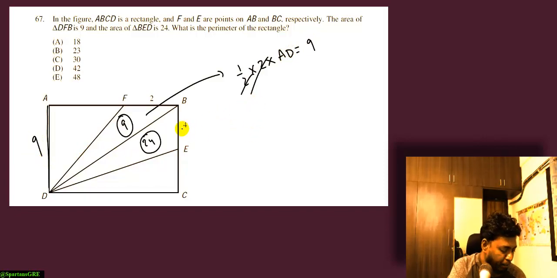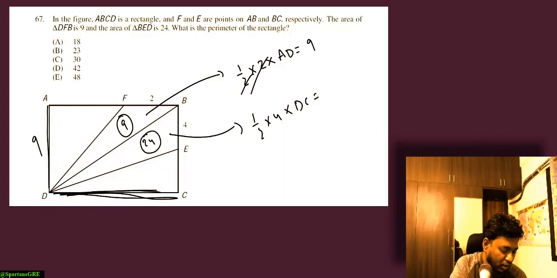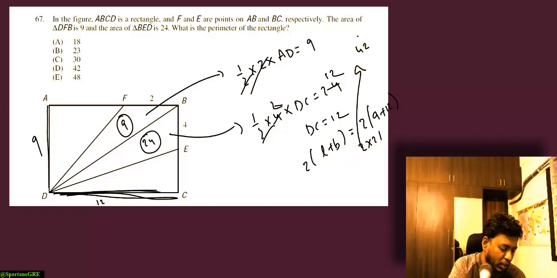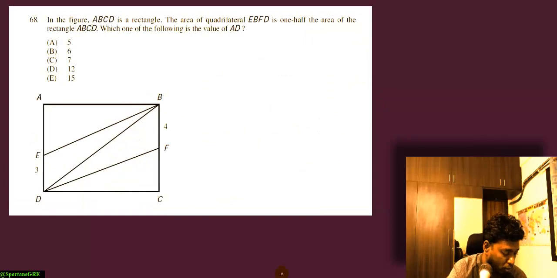Now area of this triangle, half base into what is this height? This is a rectangle, right? So this will be DC. This is given as 24. 2 times this goes 12 times, so your DC is 12. So that means you got 12 here. So what is the perimeter now? 2 into L plus B, which is 2 into 9 plus 12, which is 2 into 21. That will be 42. So your answer for this is 42. Right? Let's move on to the next question.